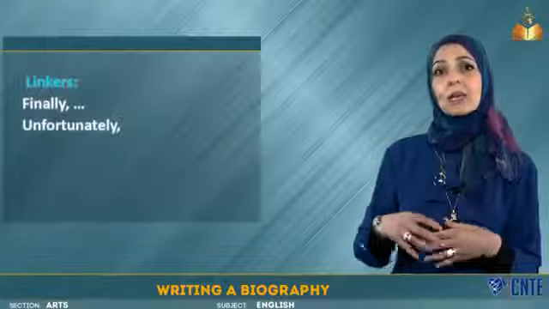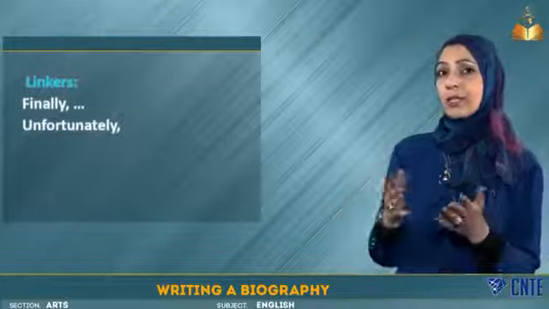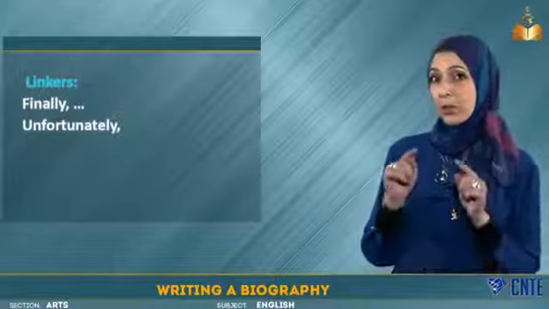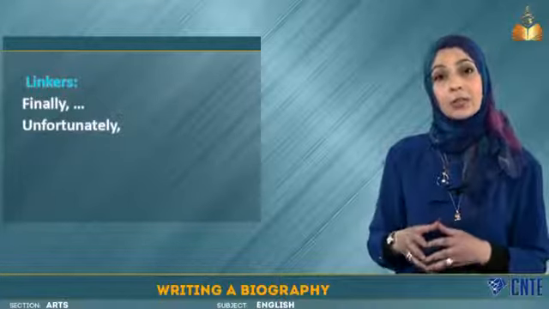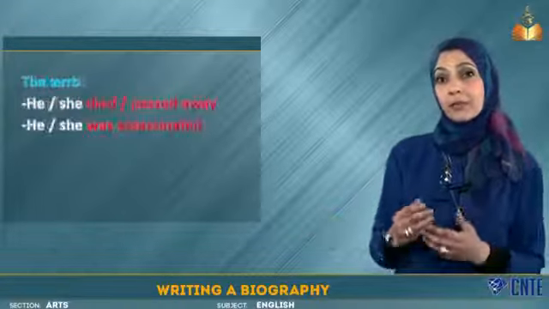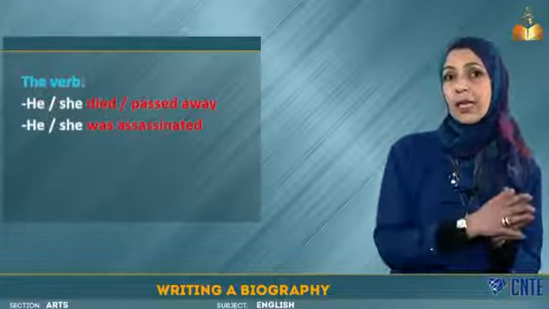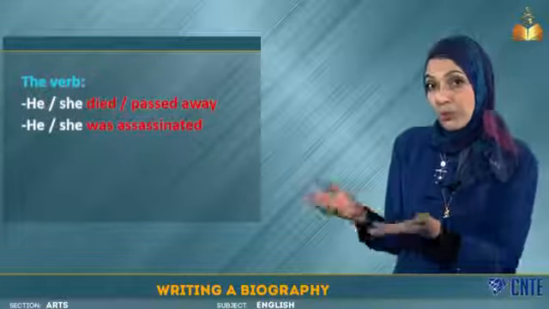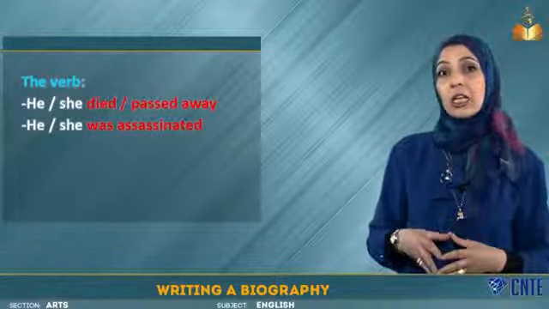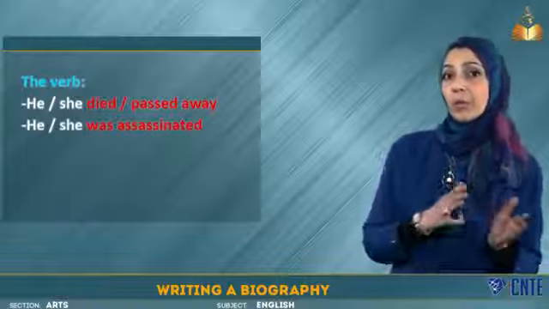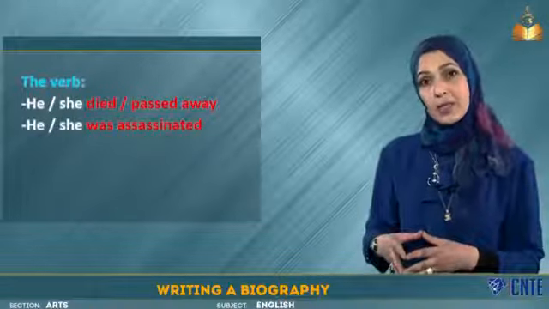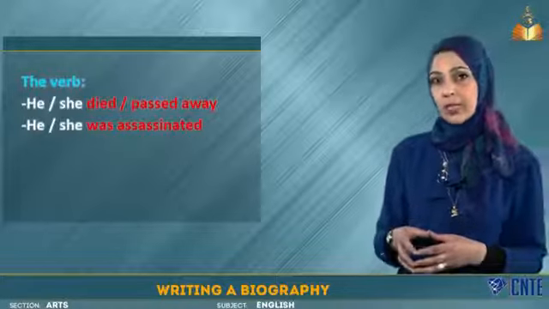Since speaking about the death comes generally at the end, you can use the linker finally. But if you want to emphasize the fact that the person's death is a real loss to humanity, you may write the linker unfortunately. As for the verb, you can either write he or she died or passed away. But if you are given assassination instead, you will have to say he or she was assassinated. And this was the case for Dr. Martin Luther King.